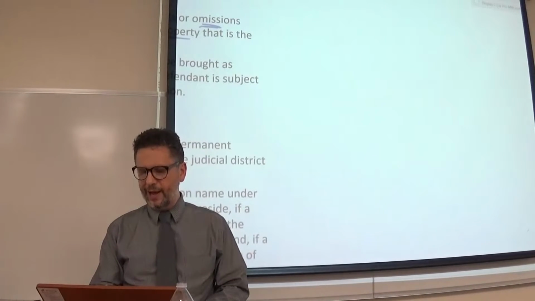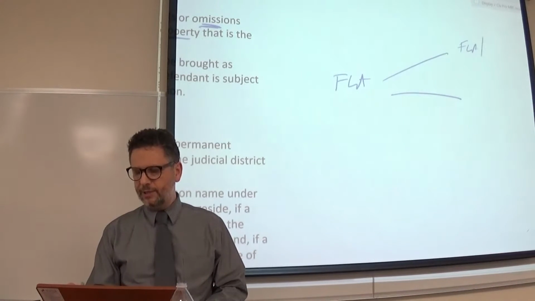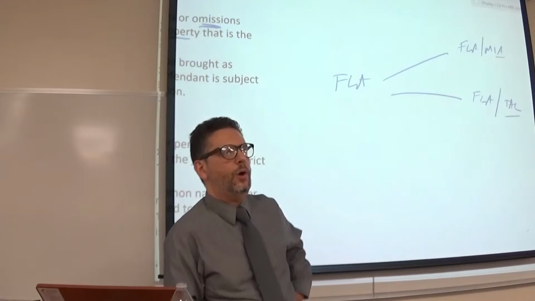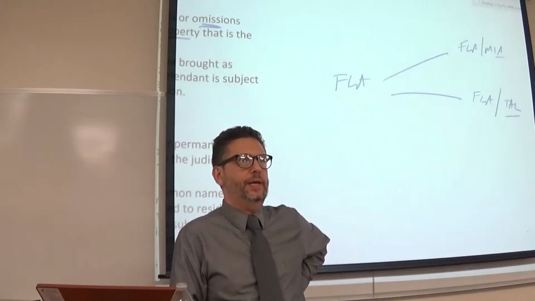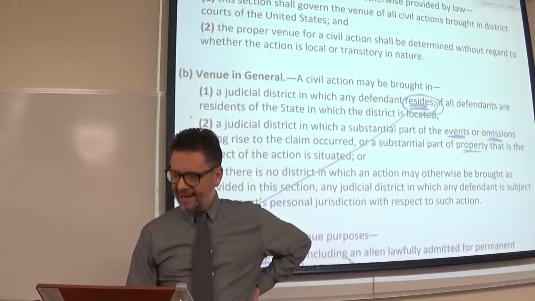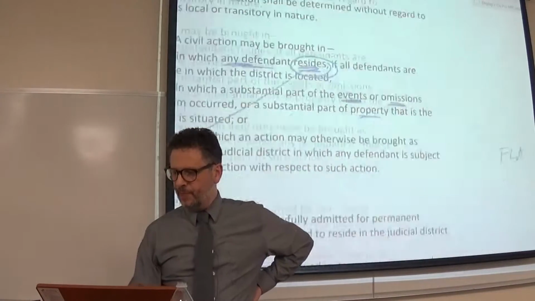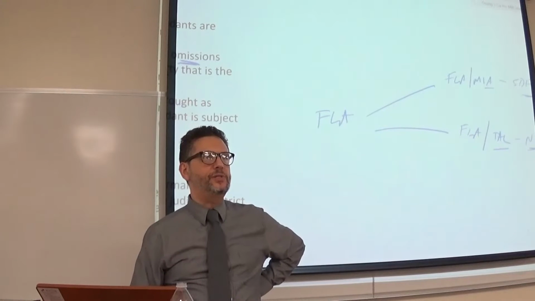So say, for example, you have somebody who's a citizen of Florida who resides in Miami, and somebody who's a citizen of Florida who resides in Tallahassee. All right? Are all the defendants domiciled in the same state? Yeah. Therefore, they all reside in the same state, right? And therefore, venue is proper in a judicial district where any of them reside. Now, Miami is in the Southern District of Florida, and Tallahassee is in the Northern District of Florida. So venue would be proper in either of these districts.